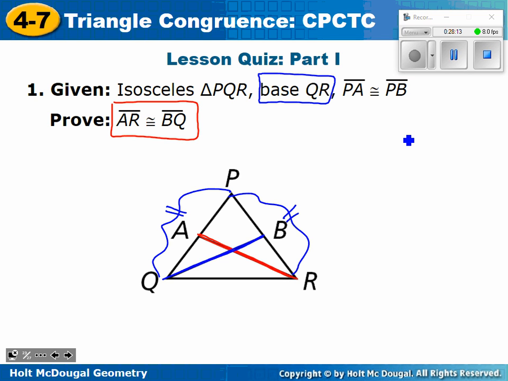And then what else do they give us? Okay, so this distance PA is going to be congruent to this distance PB, right? So now you need to take all of that information and look at that picture and see which two triangles we need to pull out of that picture and relabel and look at.